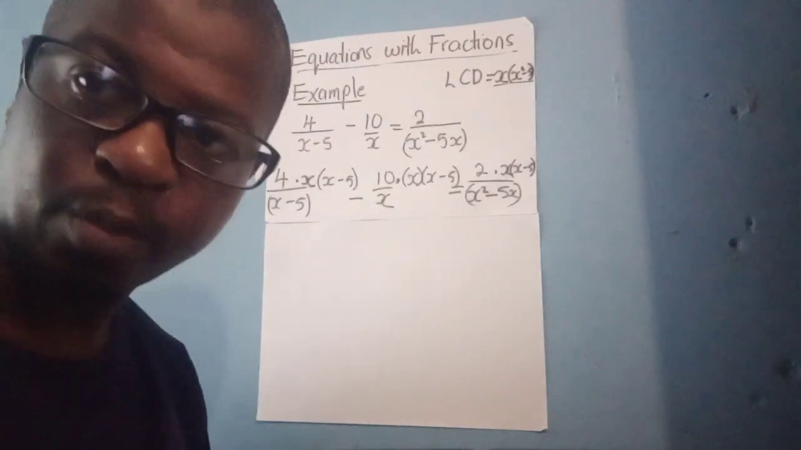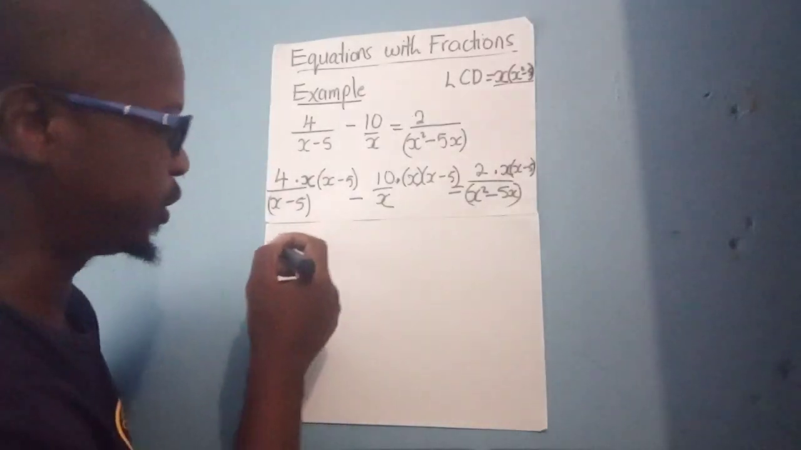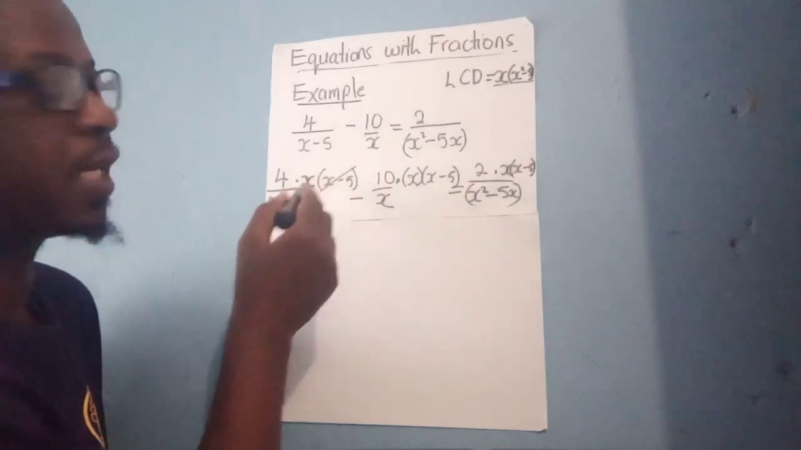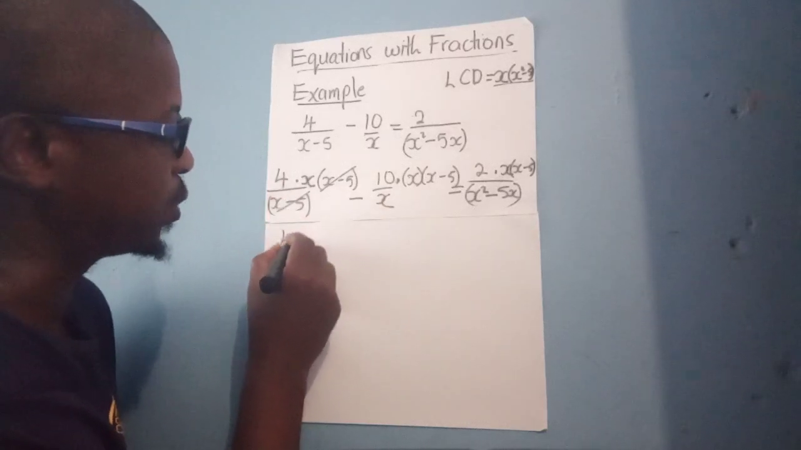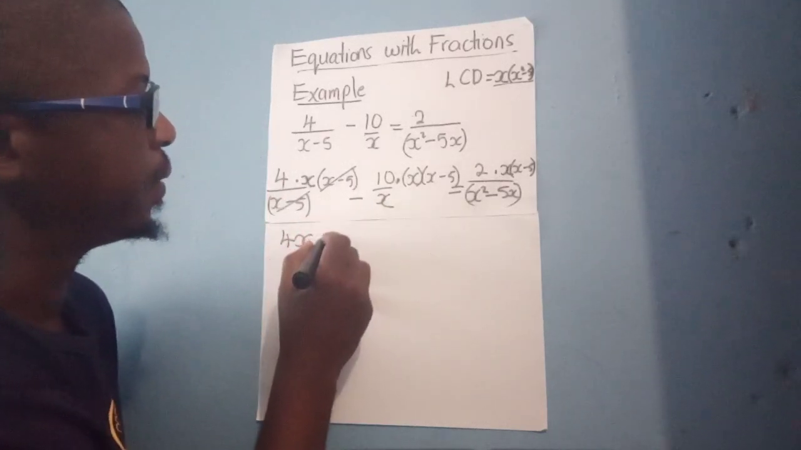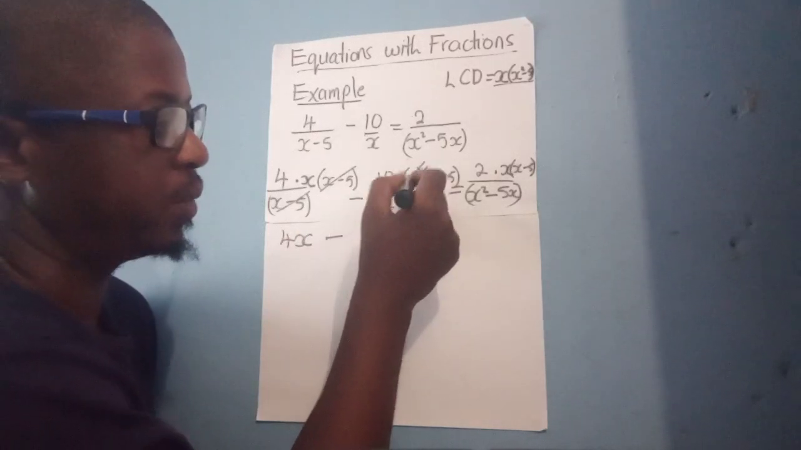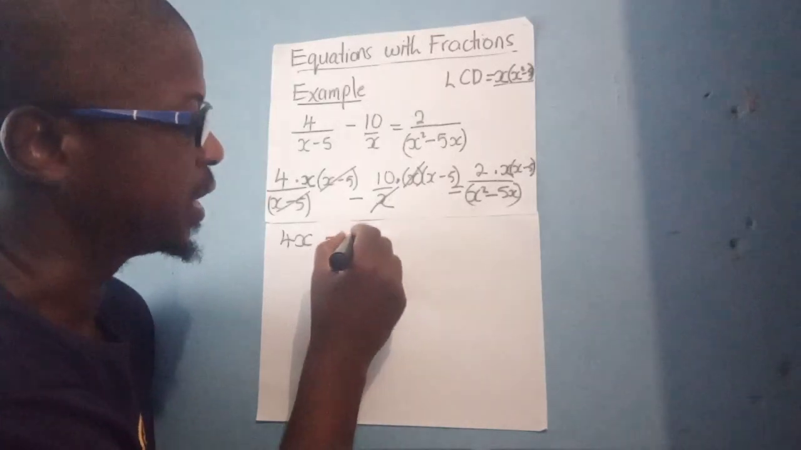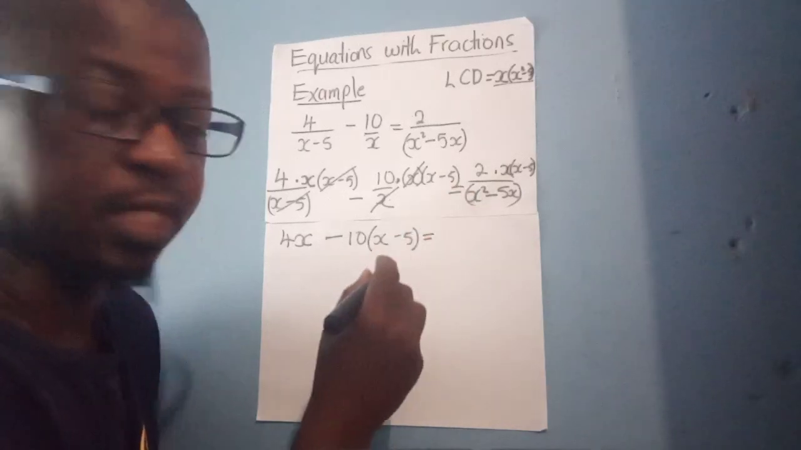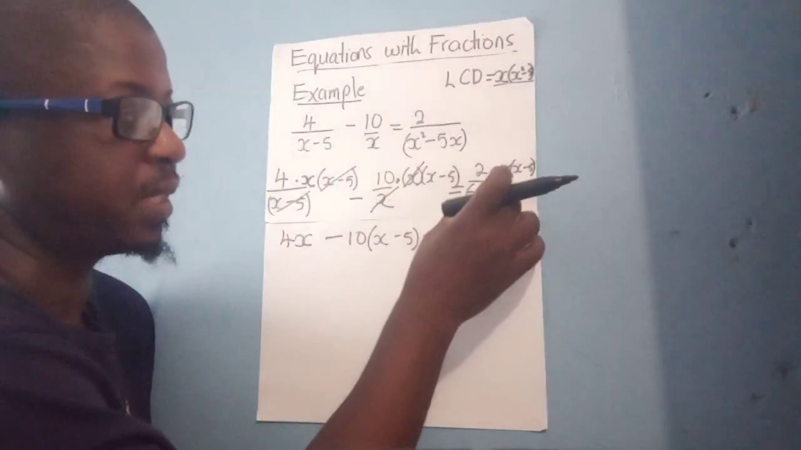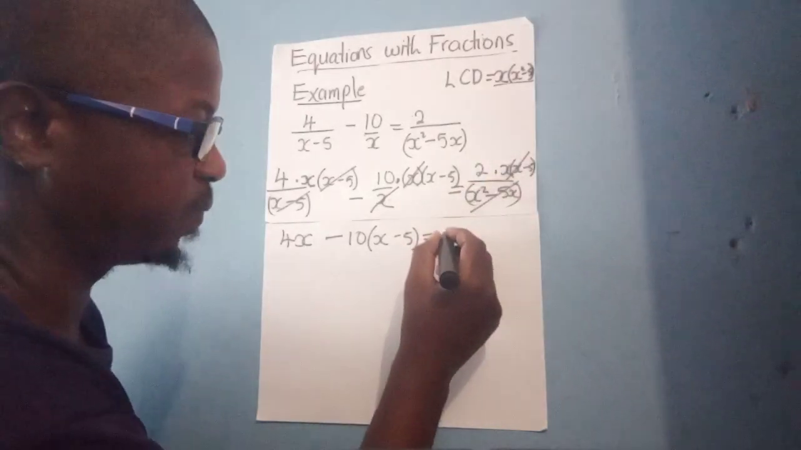Having multiplied with the lowest common denominator, the whole point is to get rid of the fractions. So as you can see now, this x minus 5 is going to cancel out with this x minus 5. It leaves us with 4 times x, which is 4x, minus, in this case, x cancelling with the other x on top, so it leaves us with 10 times x minus 5, bring us to this equal sign, and on the right hand side, that cancels with that, leaving us with a 2.